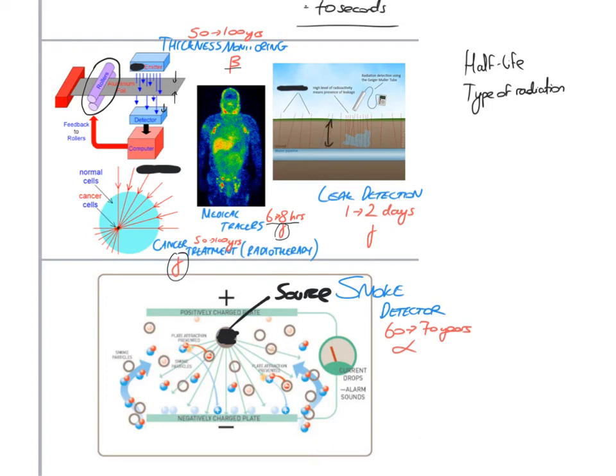For a smoke detector, you want alpha particles. They're stopped by or absorbed by smoke particles getting into this region here. So you would no longer get the alpha particles being attracted towards the negative plate being registered as a current, because the smoke particles would absorb them.